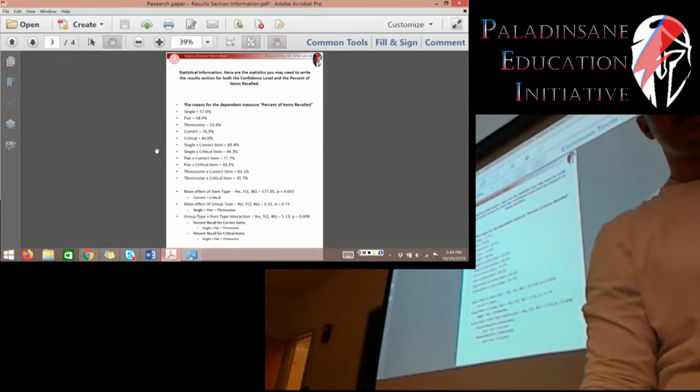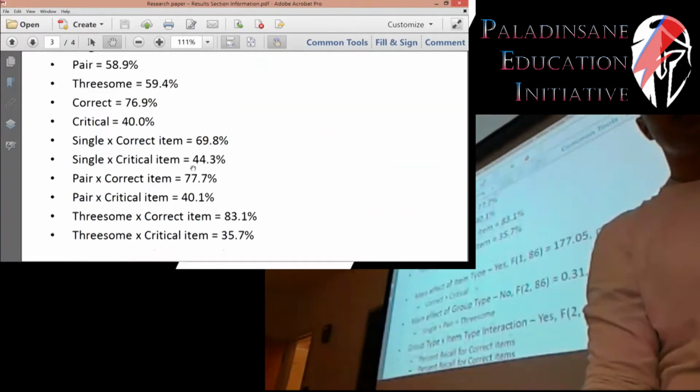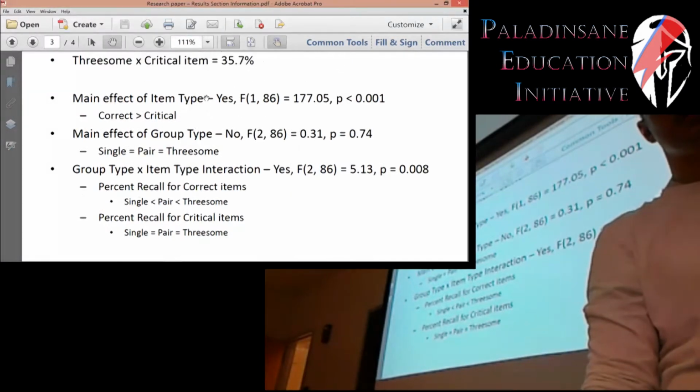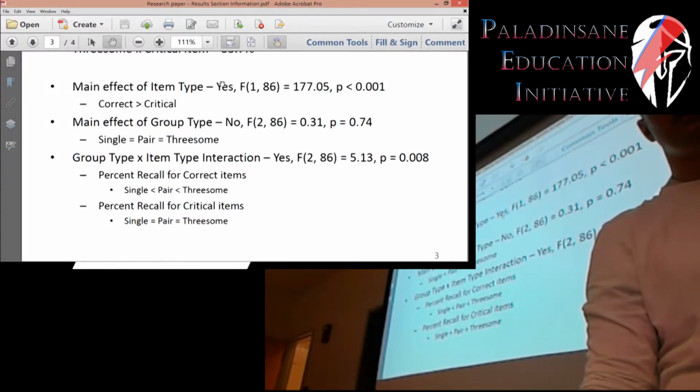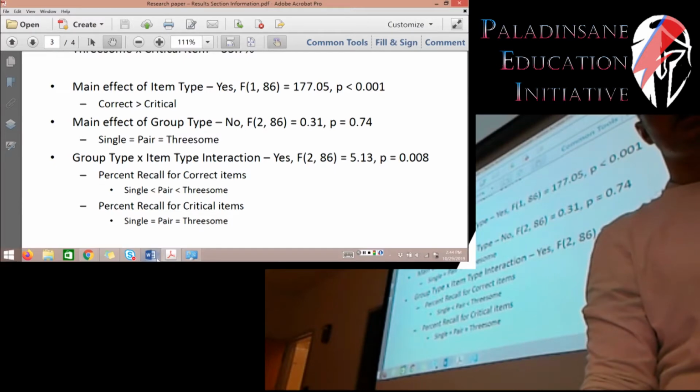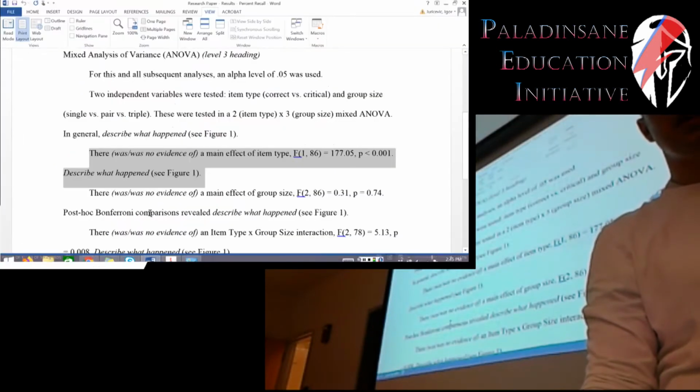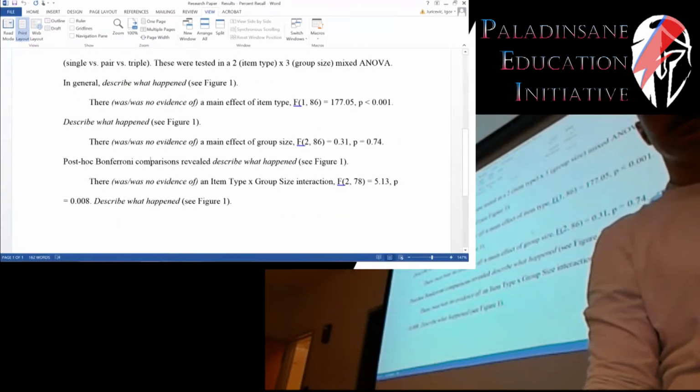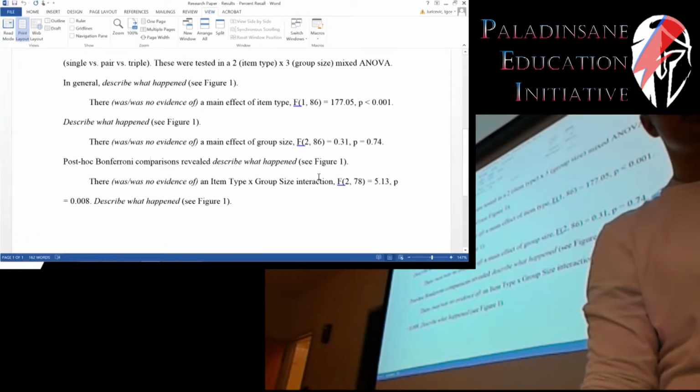We'll talk about the main effect of item type. Was there a difference between correct and critical items? Yes, there was. We'll talk about the main effect of group type. Was there a difference in group size? No, there wasn't. We'll explain that.